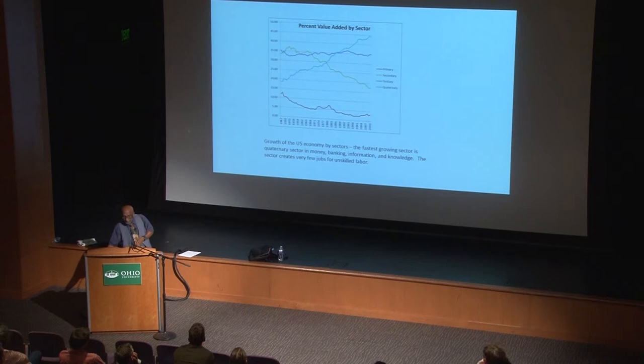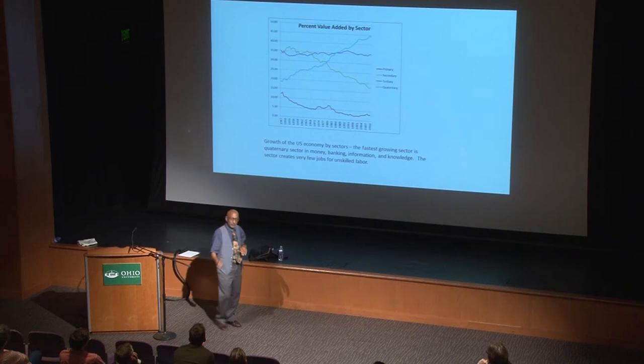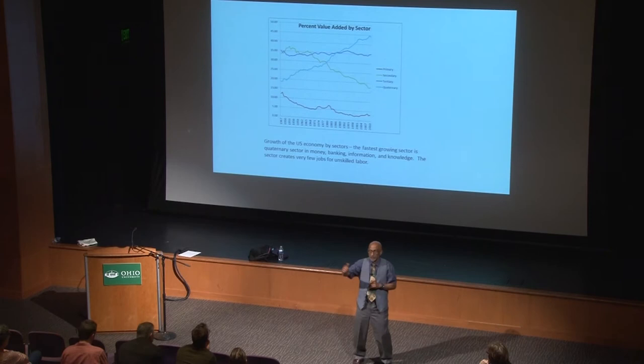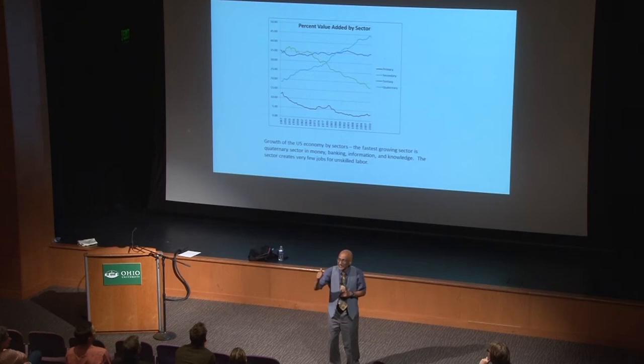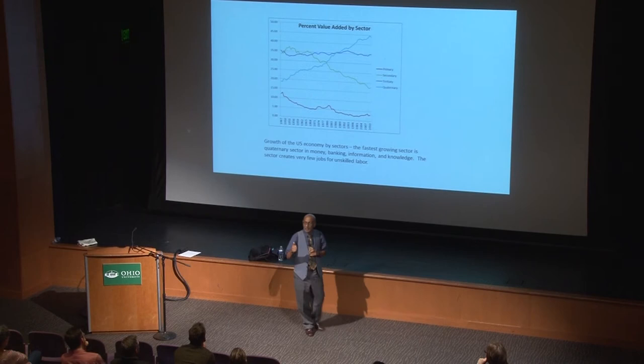And you can see that the service sector is pretty still, but I want you to look at the blue line. It's taking off like a jet. That's the financial sector. Those are the geniuses that are making derivatives, and the housing market, the mortgages and all of that. That sector has really taken off. But that sector doesn't create jobs. So you can see that the fastest growing sector of the economy is not creating jobs.